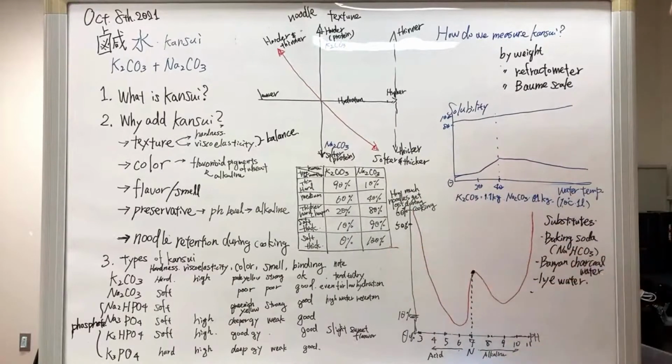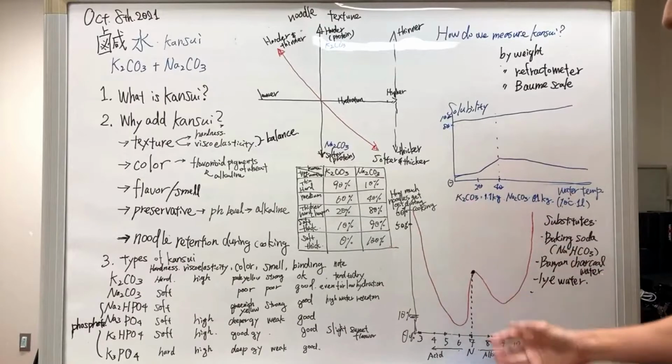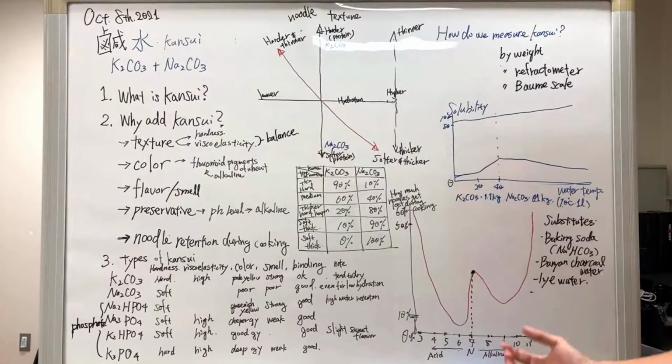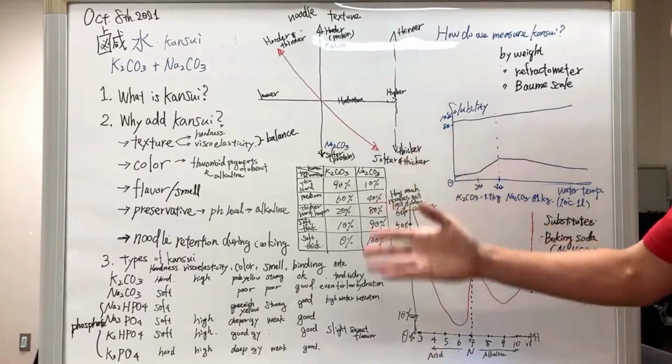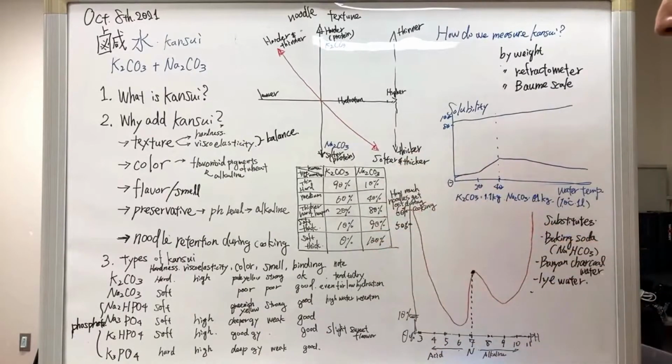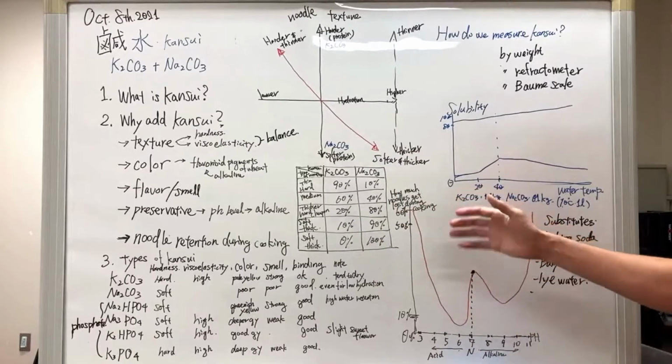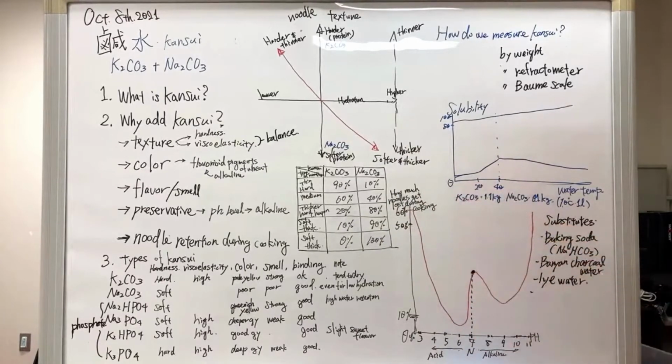And color. Wheat flour contains flavonoid pigments, and when we add Kansui, which is alkaline, it acts on these pigments to make the noodles a pale yellow, or sometimes a greenish yellow. So that's the color. Depending on the type of Kansui you use, the color will be a bit different.